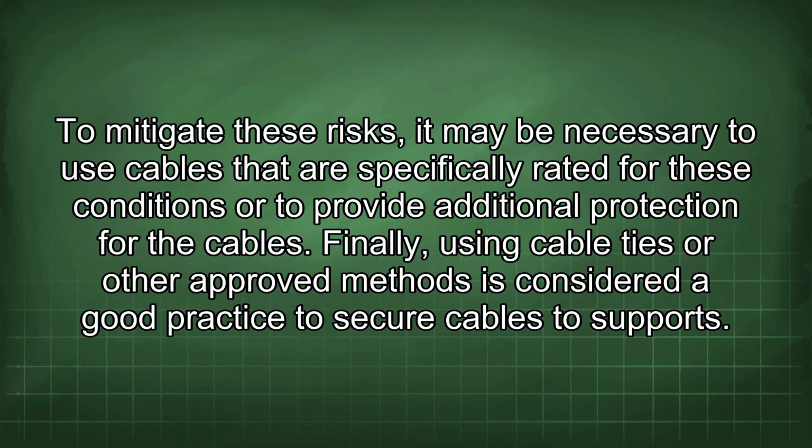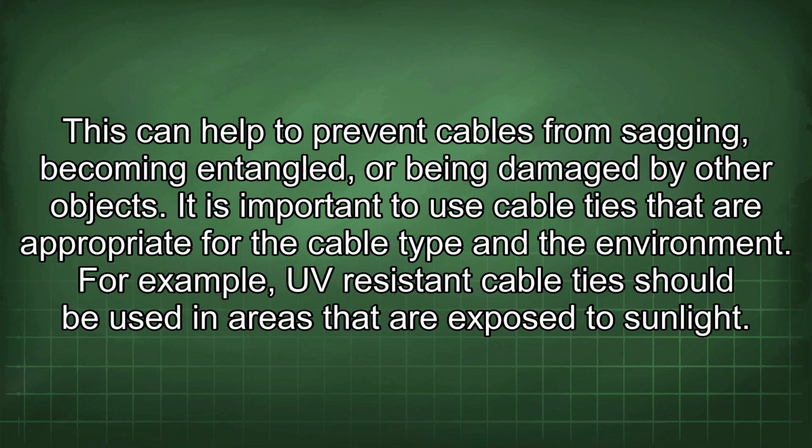Finally, using cable ties or other approved methods is considered a good practice to secure cables to supports. This can help to prevent cables from sagging, becoming entangled, or being damaged by other objects. It is important to use cable ties that are appropriate for the cable type and the environment. For example, UV-resistant cable ties should be used in areas that are exposed to sunlight.